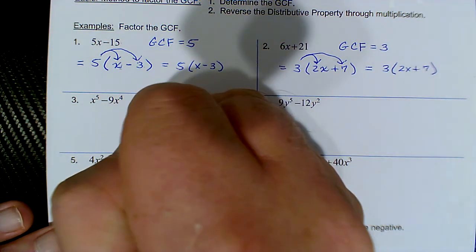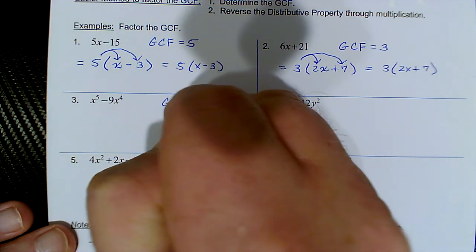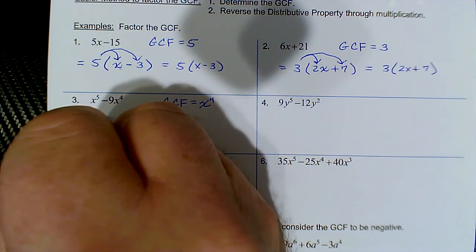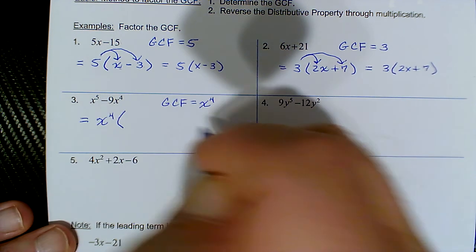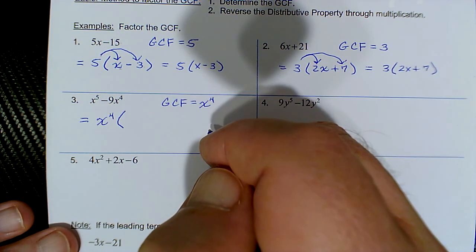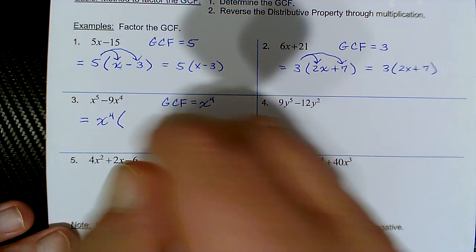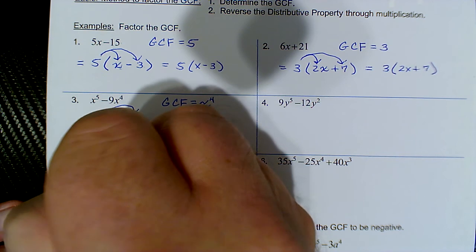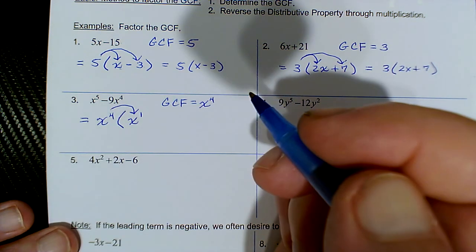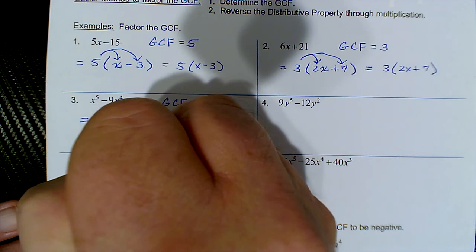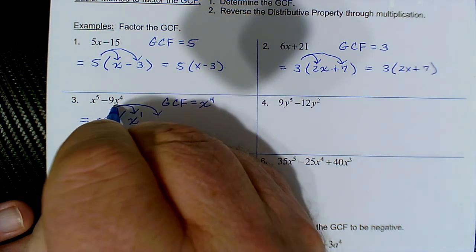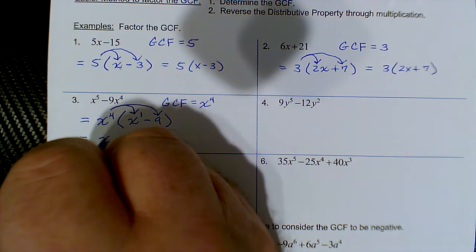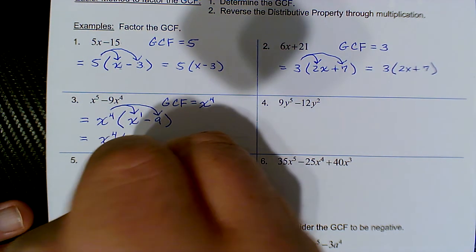Okay, the greatest common factor here is the smallest exponent, x to the 4th. So I write down the greatest common factor, open up a set of parentheses, reverse the distributive property through multiplication, and ask x to the fourth times what gives x to the fifth. That will be x to the first. You don't need to write the 1 in there, but if you want to, that's fine. And then x to the fourth times what is going to give negative 9x to the fourth, and all we need is the negative 9. So this would be x to the fourth times the binomial x minus 9.